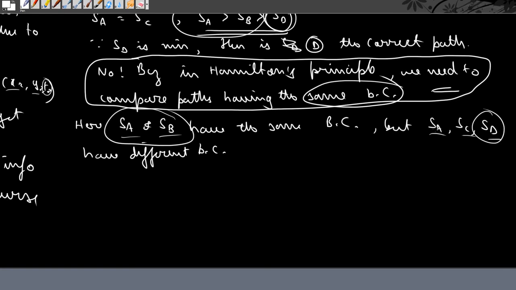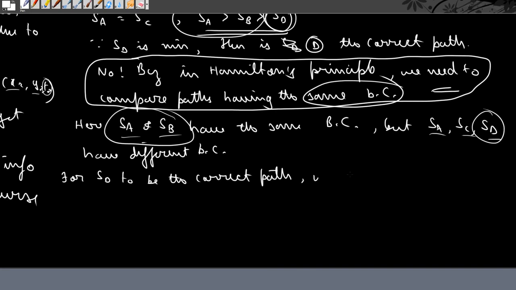But then we saw that SD is less than SA and SB. So naturally you would think SD will be the correct path, but this is wrong because it makes no sense to compare these paths in this manner. So for SD to be the correct path, what should happen then? What is the real criteria for SD to be the correct path?